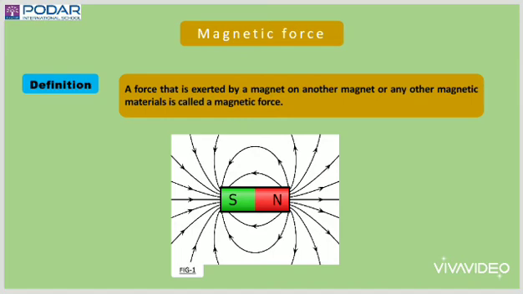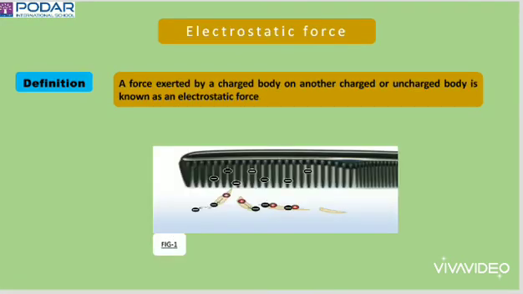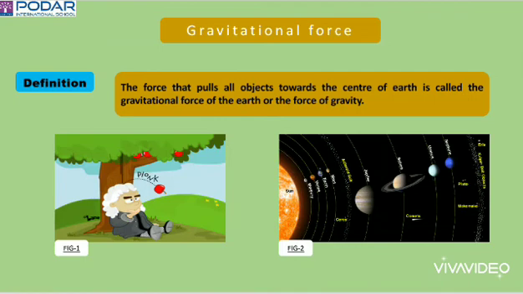Electrostatic force. It is defined as a force exerted by a charged body on another charged or uncharged body. In this picture, you can see a comb which can be charged when it is rubbed with dry hair. Then it can attract small pieces of paper. It is an example of non-contact force.